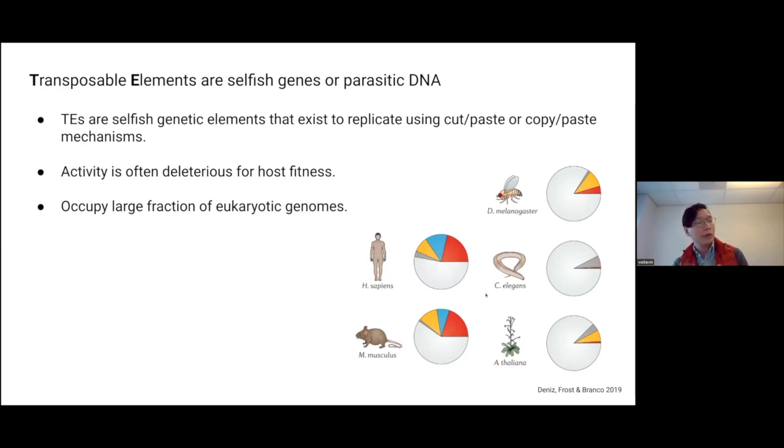But this is why I'm super interested in them: even if they're all deleterious, they also contribute to a major part of almost all eukaryotic genomes. They're about 50% of the genome in humans and mammals. And in my favorite organism, fruit flies, they're about 25%. In some plants, the common lab species, Arabidopsis thaliana, they're about 20%, but there are species where they're up to 80, 90% of the genome.